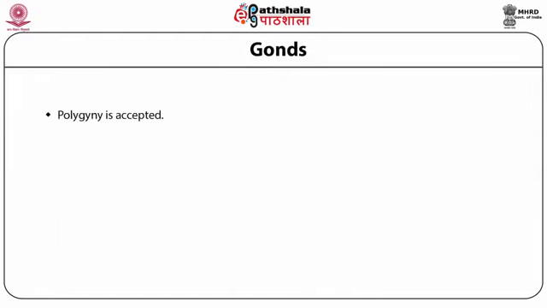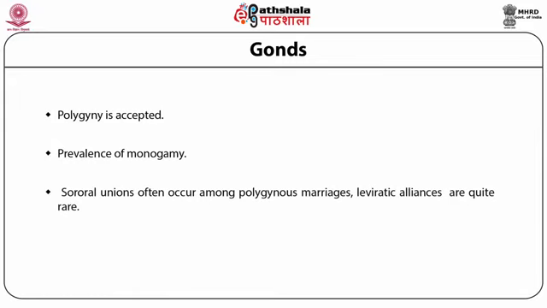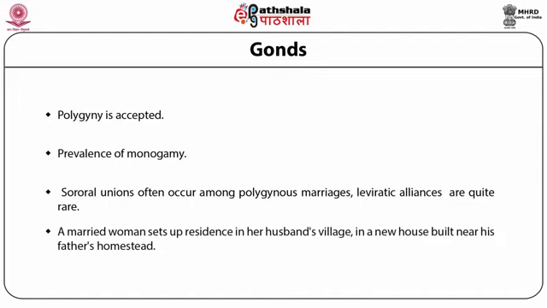Polygamy is accepted in the Bhil tribe, but monogamy is prevalent among them. Sororal unions often occur among polygamous marriages. Also, levirate alliances are quite rare. A married woman sets up residence in her husband's village in a new house built near his father's homestead. A son is generally given some farmland and a few head of cattle with which he may subsist and provide for his own family. The dissolution of a marriage is often initiated by the woman who, dissatisfied with her husband, abandons him, frequently eloping with another man.